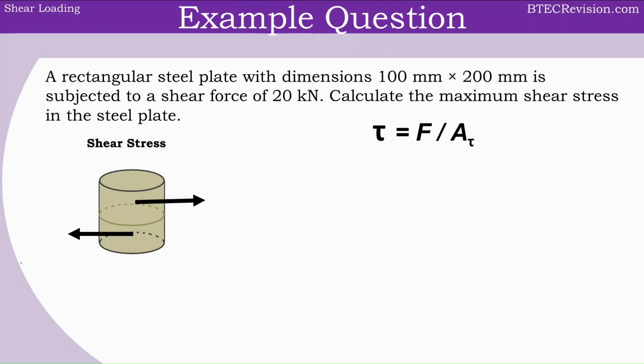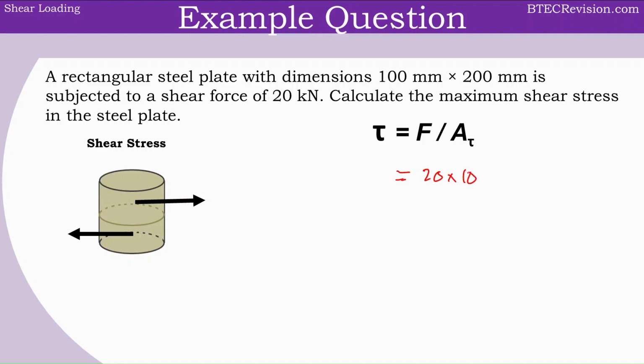Now let's look at an example. We have a rectangular steel plate with dimensions 100 by 200 millimeters, and it's subjected to a shear force of 20 kilonewtons. We're going to calculate the maximum shear stress in the steel plate. So we'll use our equation, shear stress equals force divided by area, and that is equal to 20 kilonewtons.